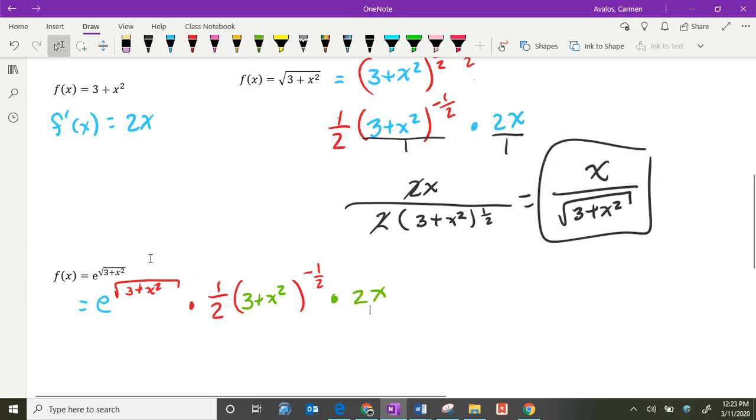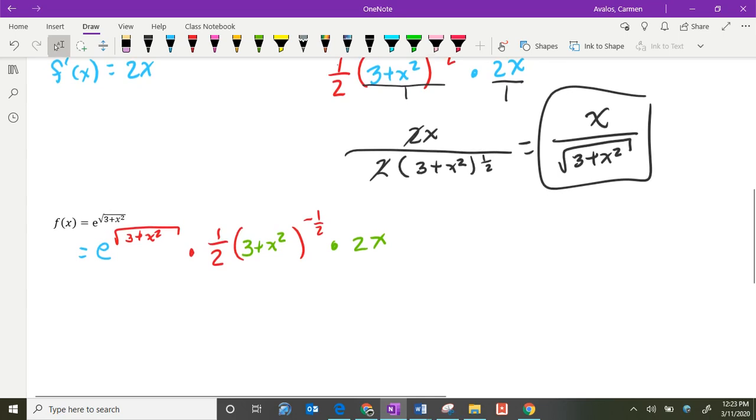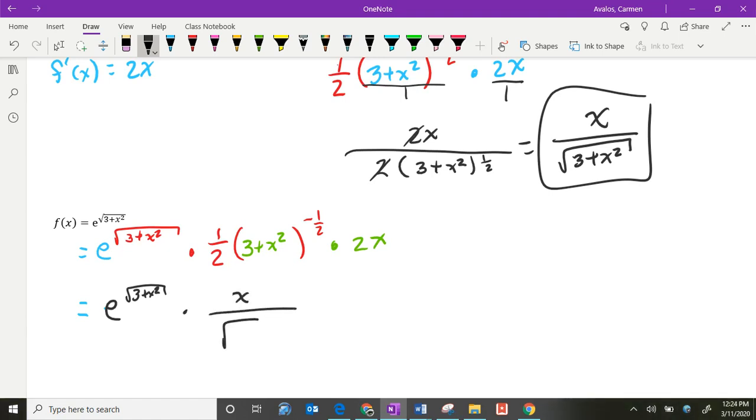So since we added, now we have a new member to our train. So here we go. And then you have to do the algebra to make it nice. So we know that this part from up here became this. So now I know that I am going to have equals, I'm just going to do that out in black, e to the square root of 3 plus x squared times what we solved over here, which is the square root of 3 plus x squared.